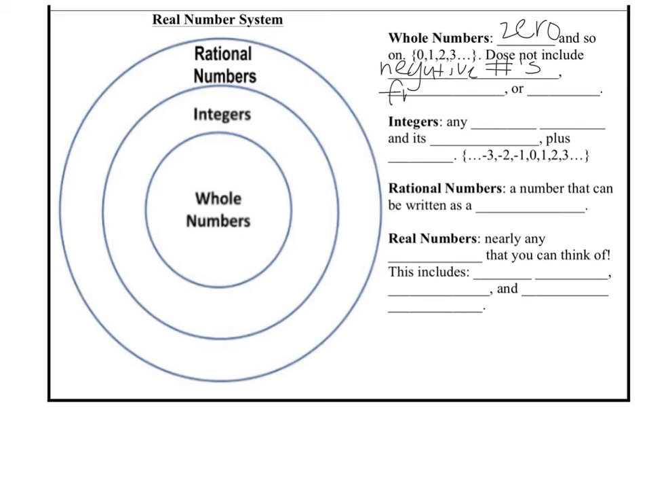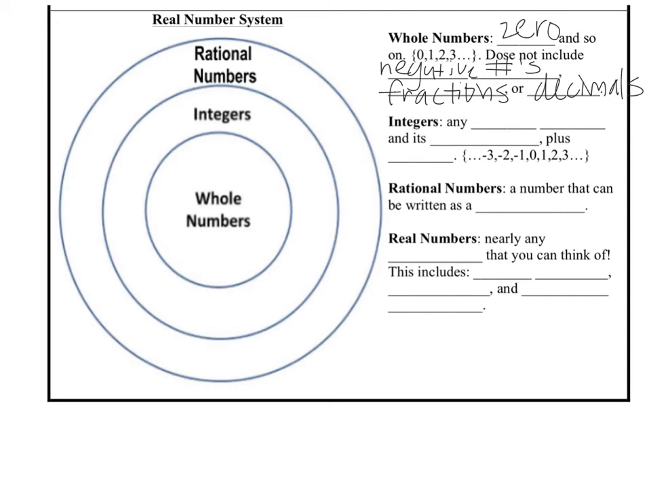fractions, or decimals. So just think, you can buy 1 whole pizza, 2 whole pizzas, 3 whole pizzas, and then also 0. But we're not going to include negative numbers, fractions, or decimals.